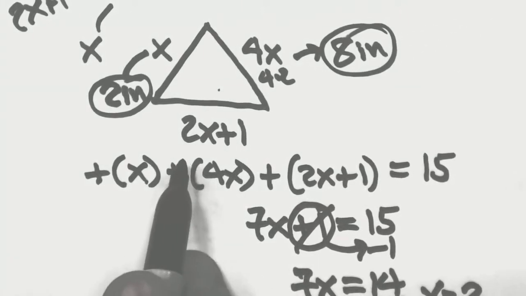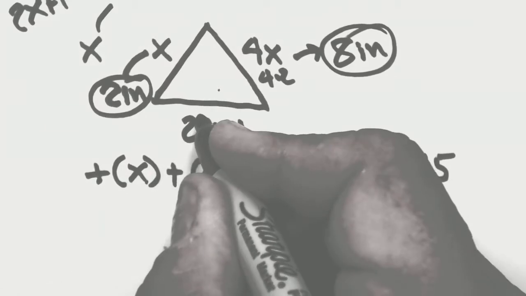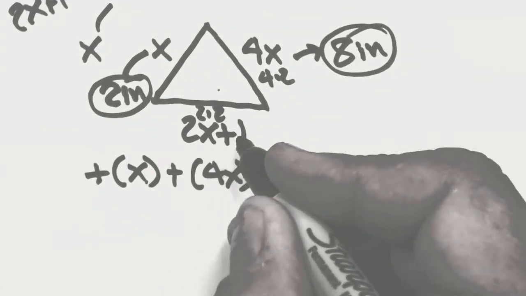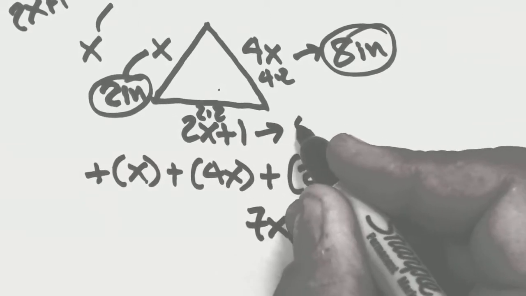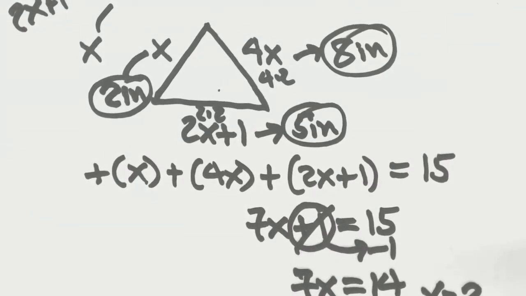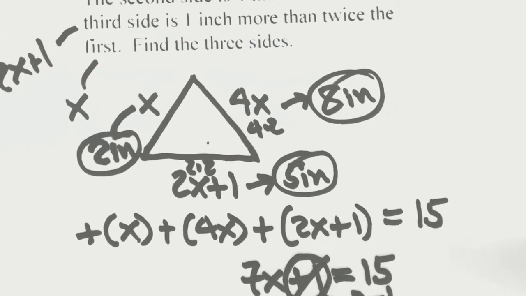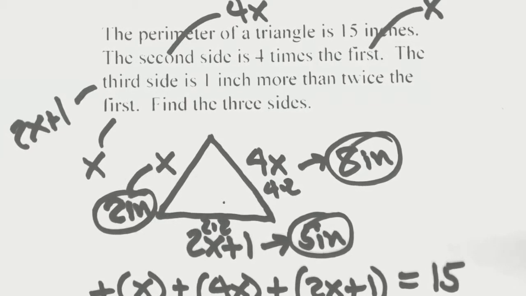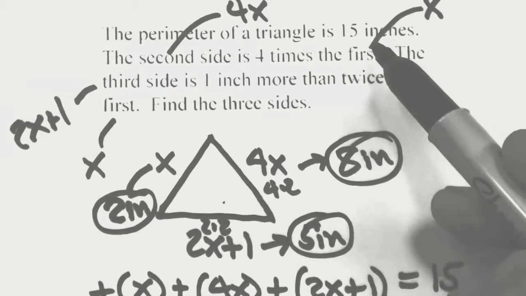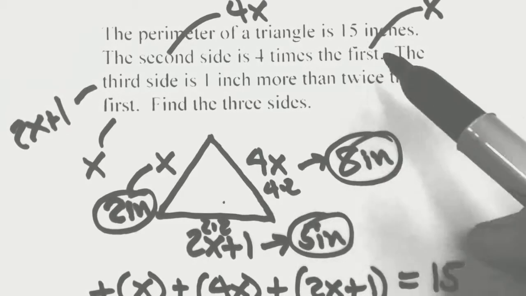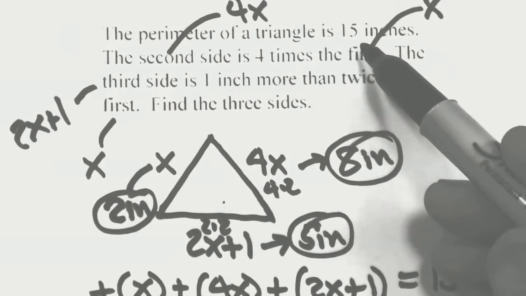The last side here is 2 times 2, which is 4, plus 1. That means the last side here is 5 inches. Okay, let's check this one against all of the word information we have now to make sure that it's correct. First off, do these add up to 15 inches? Well, 2 and 8 is 10, plus 5 is 15, so we've got the right perimeter.